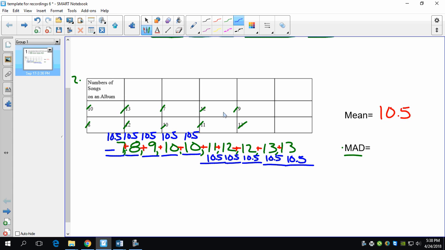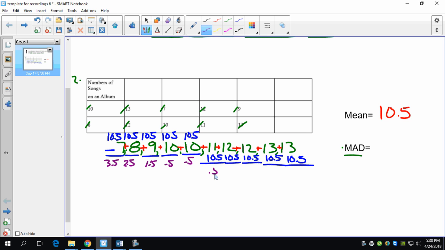10.5 minus 7 is going to be 3.5. 10.5 minus 8 is 2.5. 10.5 minus 9 is 1.5. 10.5 minus 10 is 0.5, twice. 11 minus 10.5 is also 0.5. 12 minus 10.5 is 1.5 and 1.5 again. And then 13 minus 10.5 is going to be 2.5 and 2.5.